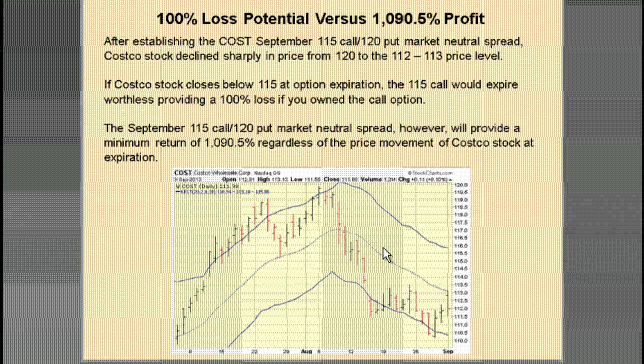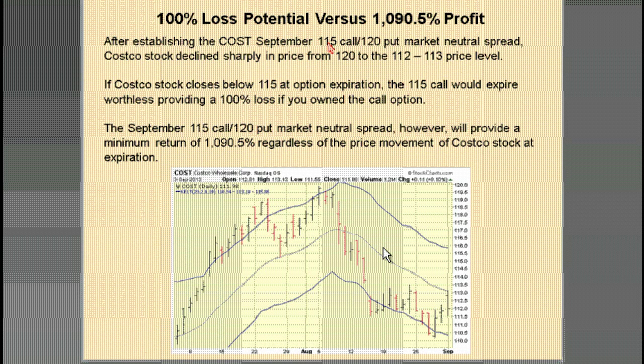So after I put on this September trade, Costco declined. You can see it was trading up around 120, and it got down almost to about the 110 level. So because I had this market neutral spread, I locked in at least a 100% return, no matter what happens to the underlying stock price. So here's a prime example of why you want to buy that put protection.